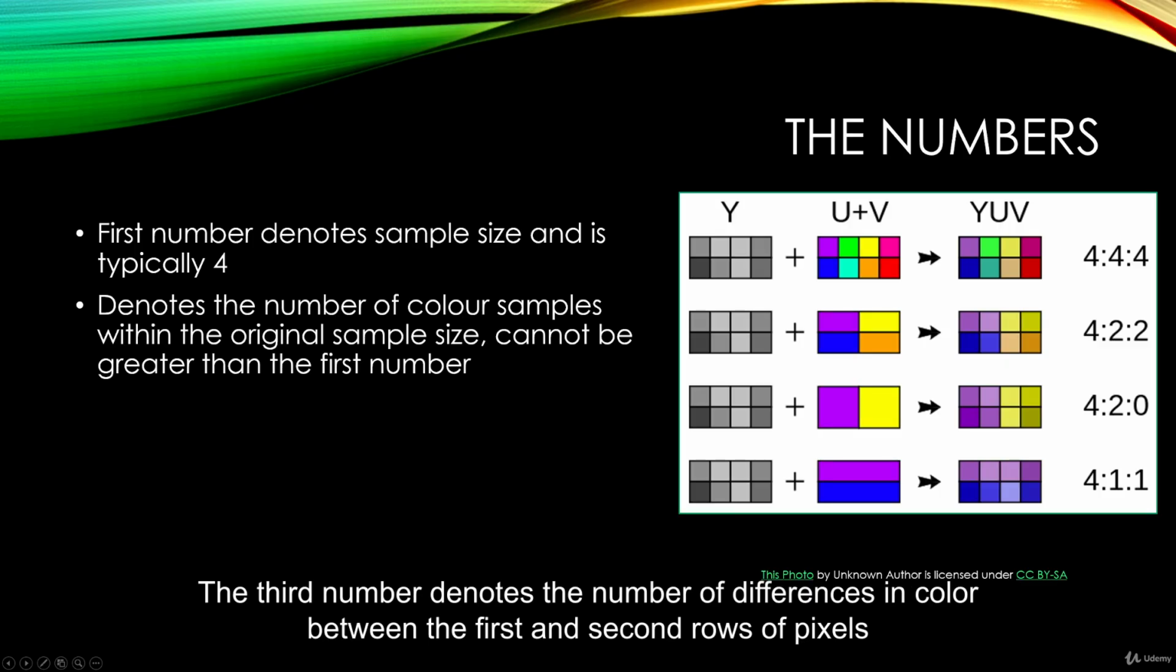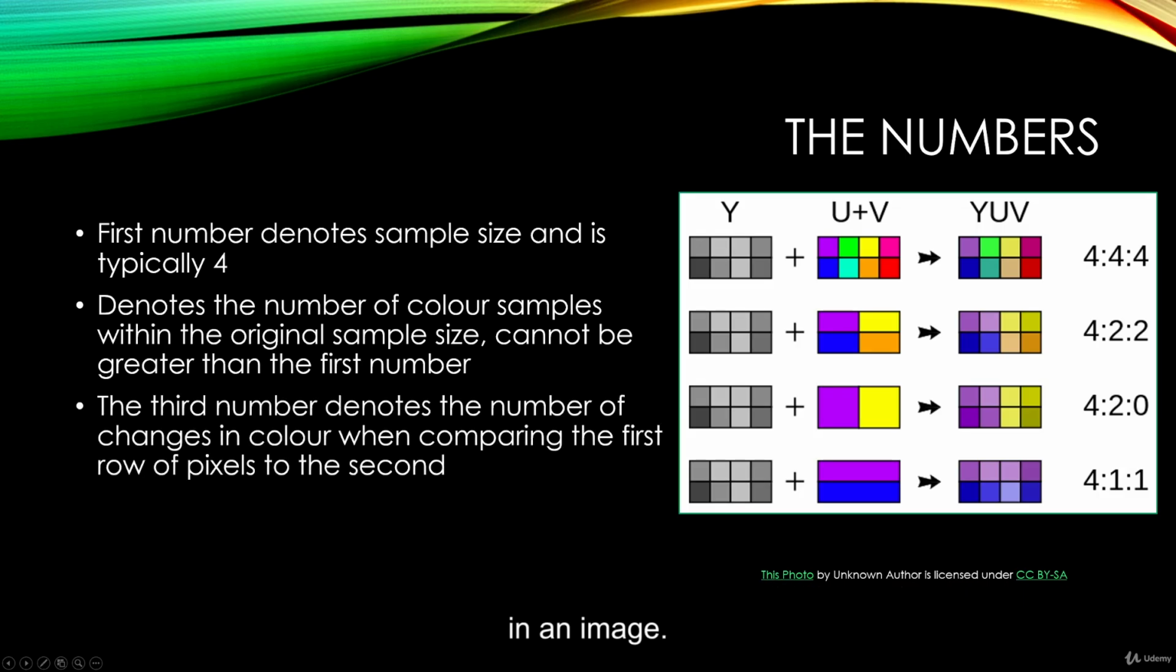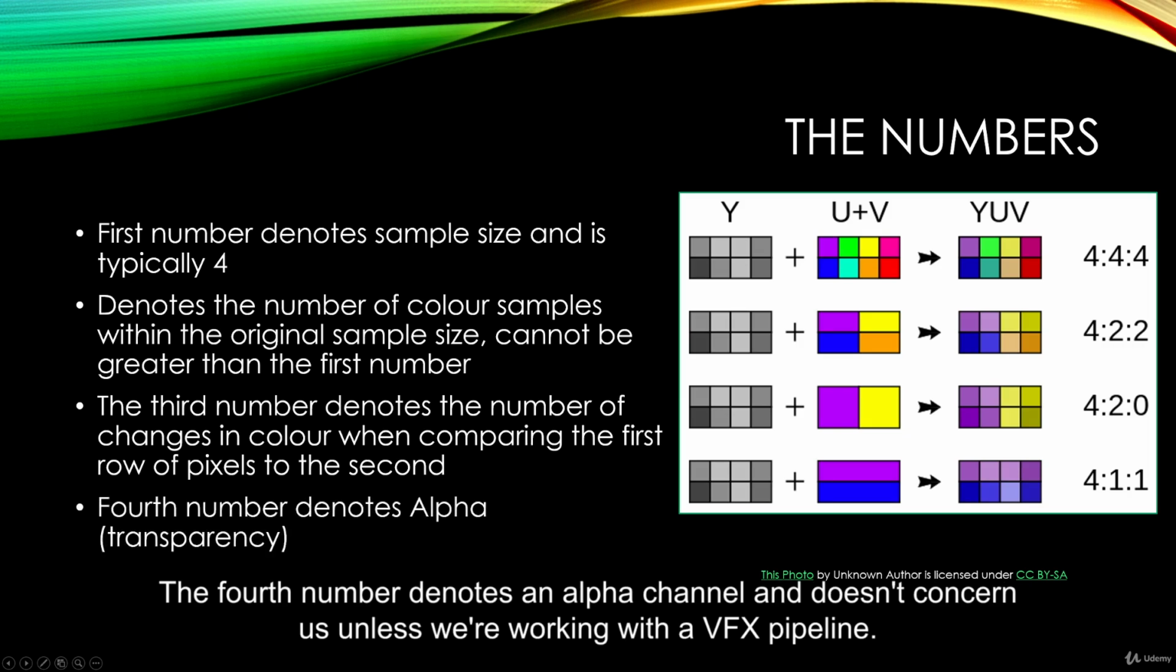The third number denotes the number of differences in colour between the first and second rows of pixels in an image. Again, it cannot be higher than the first number, but can go down to 0. The fourth number denotes an alpha channel, and doesn't concern us unless we're working with a VFX pipeline.